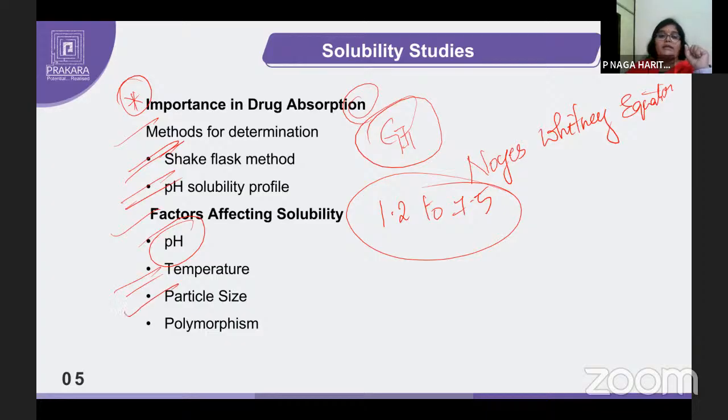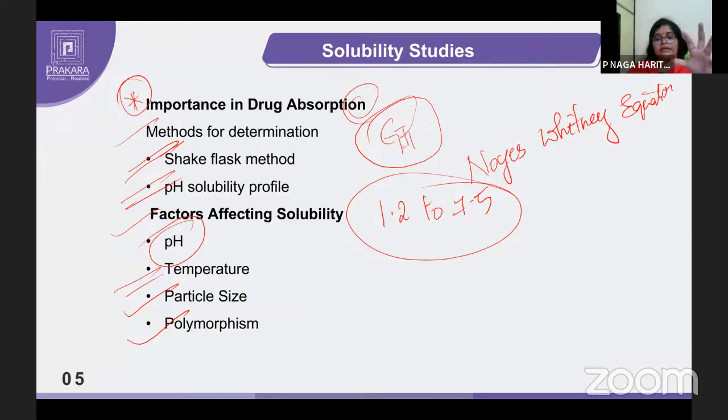And then coming to the particle size. Reducing the particle size enhances the surface area, so that it enhances solubility, which was described by the Ostwald equation. And also polymorphism. Polymorphism is nothing but the existence of a crystalline form in more than one form. So different crystalline forms of a drug may have varying solubilities. For example, amorphous forms generally dissolve faster than crystalline forms, right?